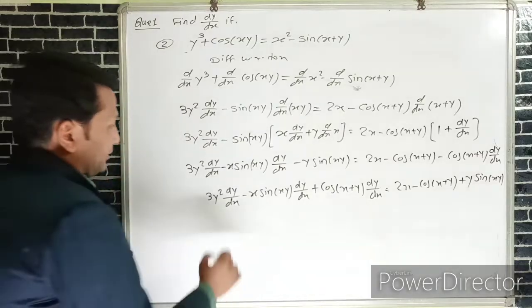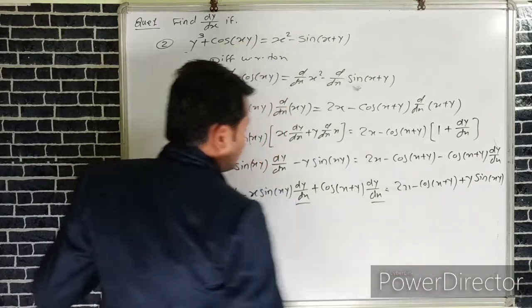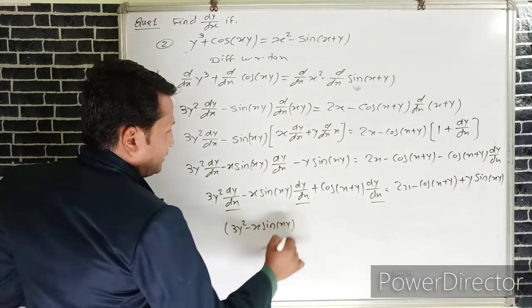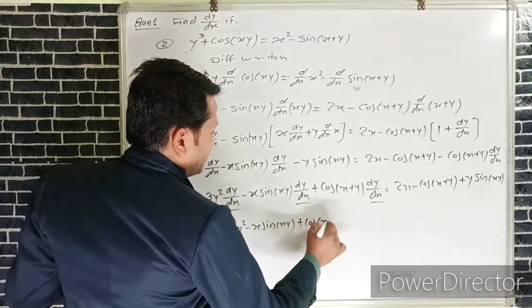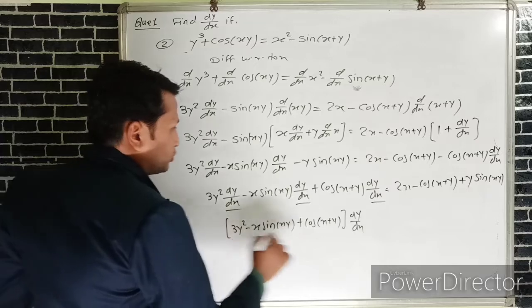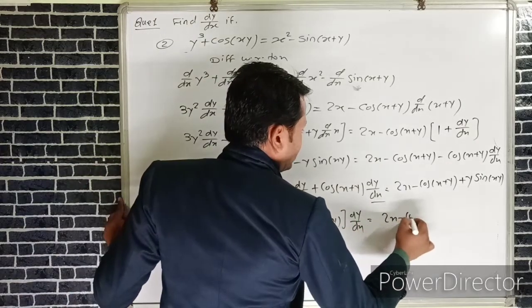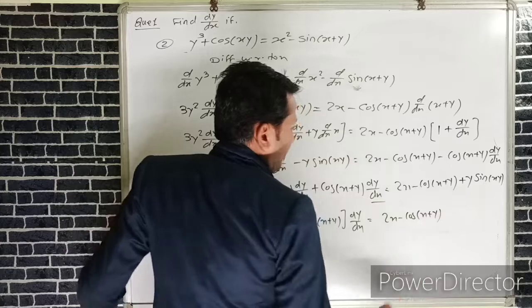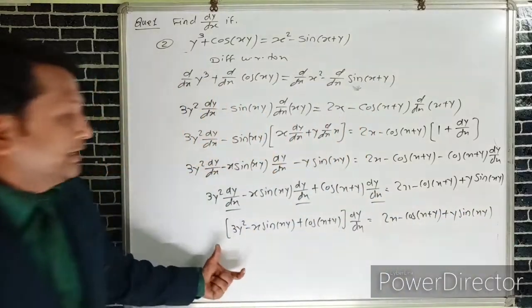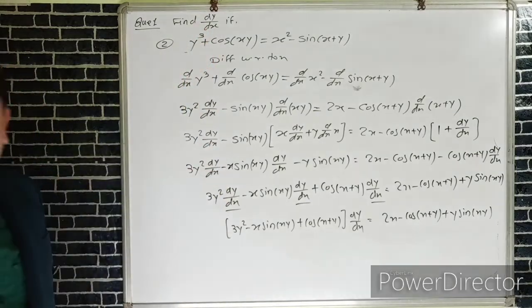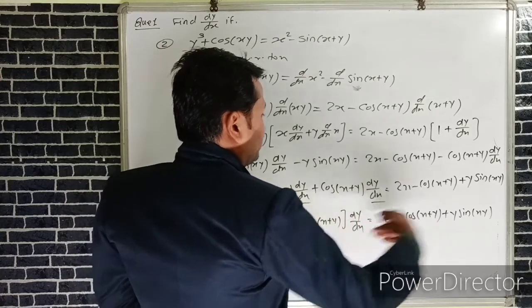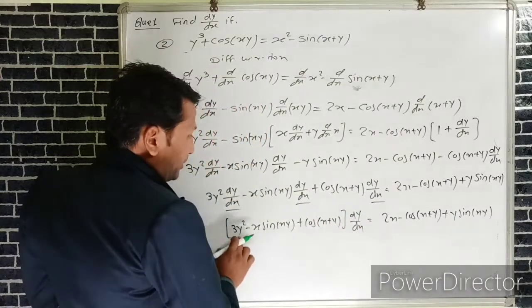If we take dy by dx common from this whole term, we can write 3y square minus x sin of xy plus cos of x plus y into dy by dx is equal to 2x minus cos of x plus y plus y sin of x into y. It is clear that we have to find the value of dy by dx. The remaining terms without dy by dx we shift to the right side. These terms are multiplied by dy by dx.